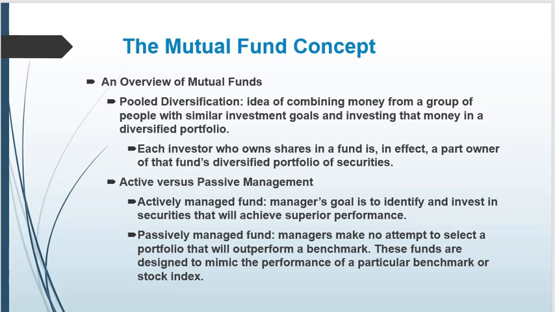So the concept of a mutual fund is referred to as pooled diversification. This is the idea of combining money in a group and achieving some form of diversification. And we've talked a little bit about this when we talked about our risk chapter. When you combine assets together, especially if you do it strategically, you can achieve a fair amount of risk reduction in a portfolio. So each investor who owns shares in a fund is a part owner of this fund's diversified portfolio.